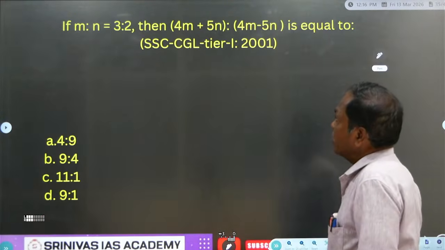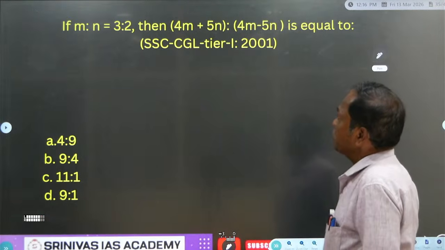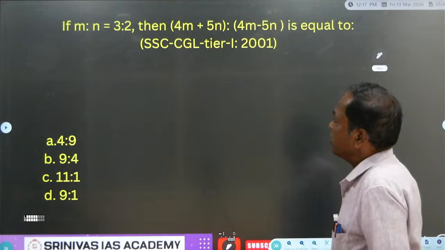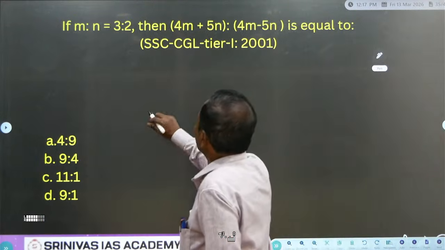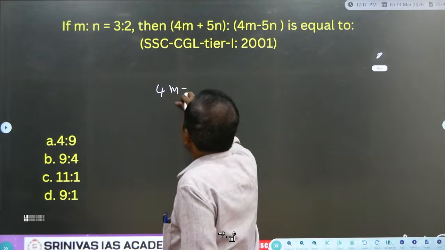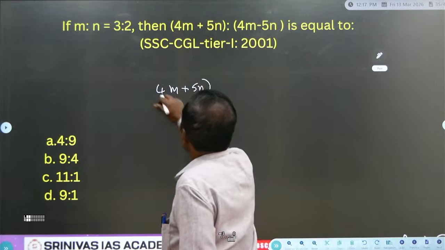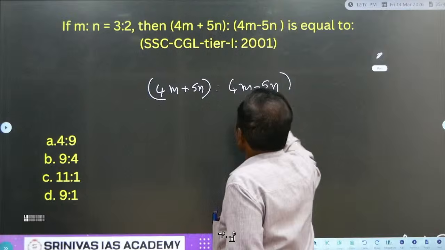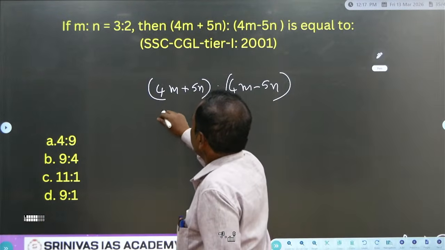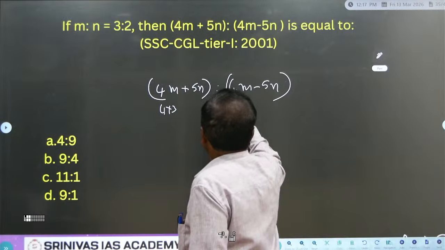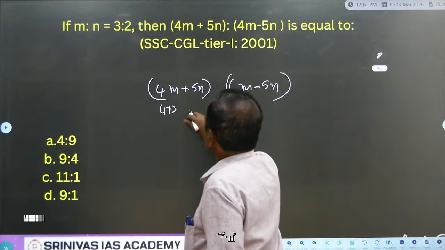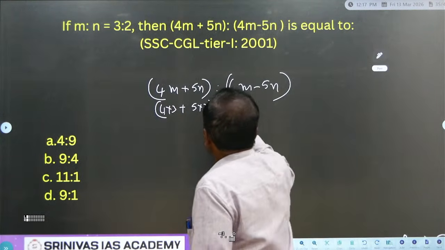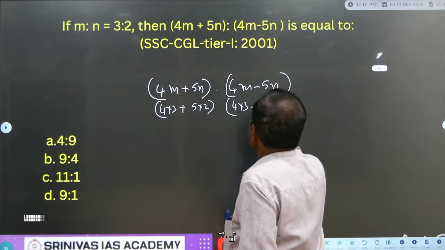Right. Now, m is to n is 3 is to 2, then 4m plus 5n is to 4m minus 5n is equal to something. Yes. Now you do it now. M value is 3, n value is 2. 4m plus 5n, 4m minus 5n. Wherever m, we take 4 into 3. N value is what? 2. 5 into 2. And this is minus 5 into 2.